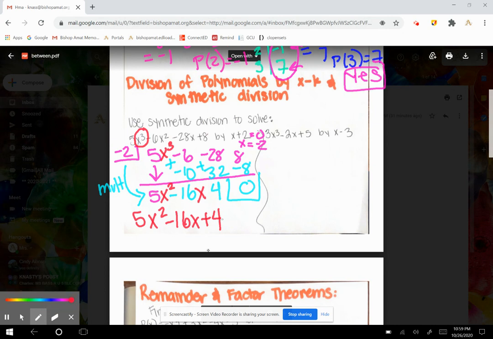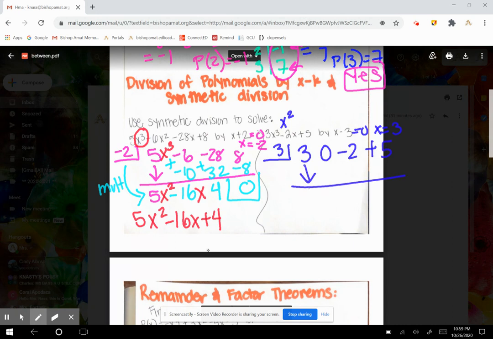Okay, let's look at the next one. So what number goes in our box? Well, x minus 3 equals 0, so x is equal to 3. That's the number that goes in our box. Notice here, it goes 3x cubed. We're missing the x squared, so we need to do 0, minus 2, plus 5. All right, drop that 3 down and begin multiplying.